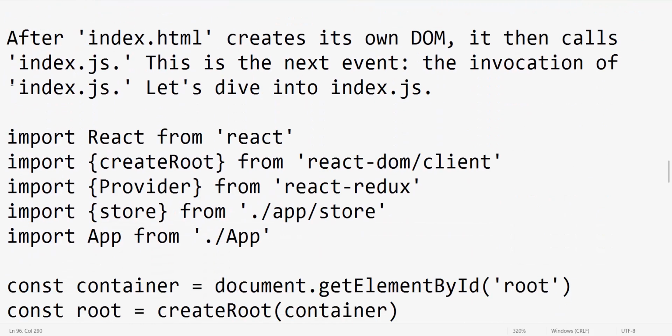After index.html creates its own document object model, DOM, it then calls index.js. This is the next event, the invocation of index.js. Let's dive into index.js.